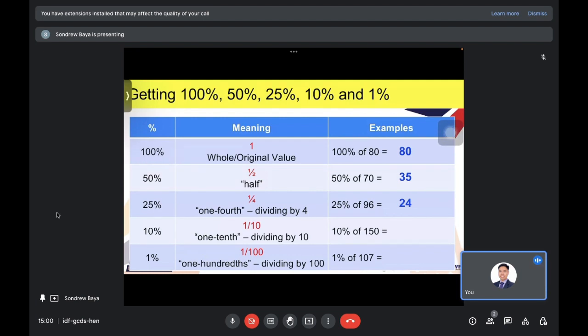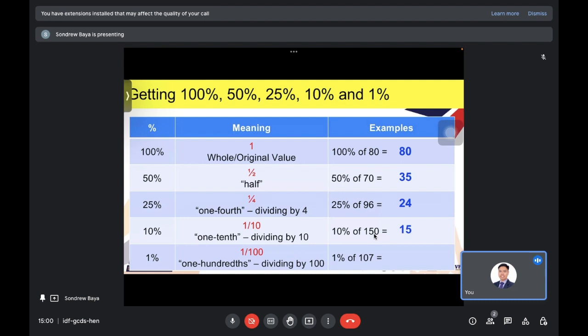Now, next is 10% of 150. Remember, 10% is just 1/10, or simply dividing by 10. So all you have to do is to move the decimal place 1 position to the left. So if this is where the decimal place is originally, we just move it 1 point to the left. Therefore, it's now equal to 15.